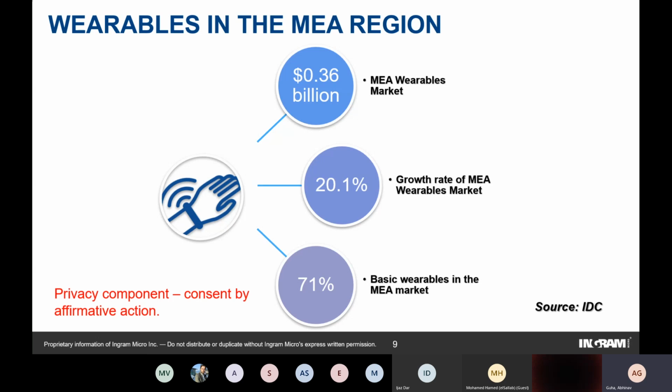20.1% annual growth, and 71% basic wearables in the market currently already introduced. And the privacy component here, of course, is to have consent by affirmative action. When we purchase these devices, we have a lot of policies that we need to go through. Do you accept the terms and conditions? And of course, this is based on the work done by GDPR.